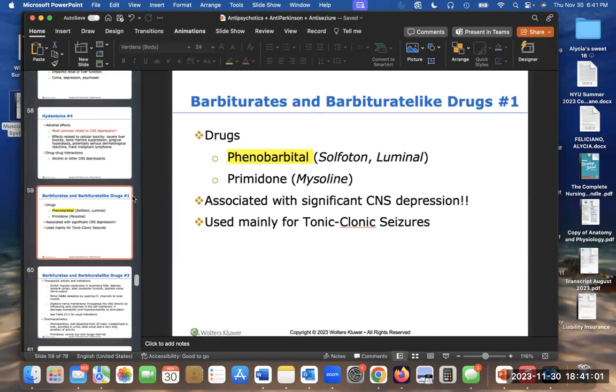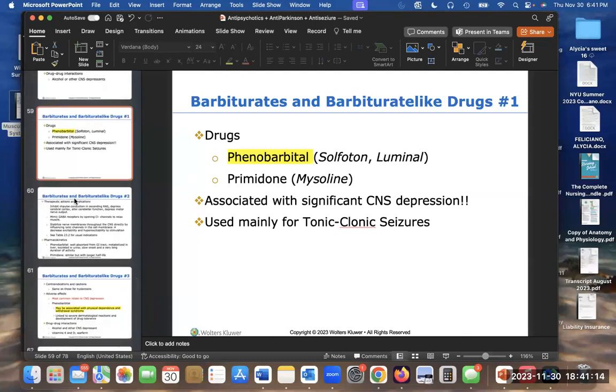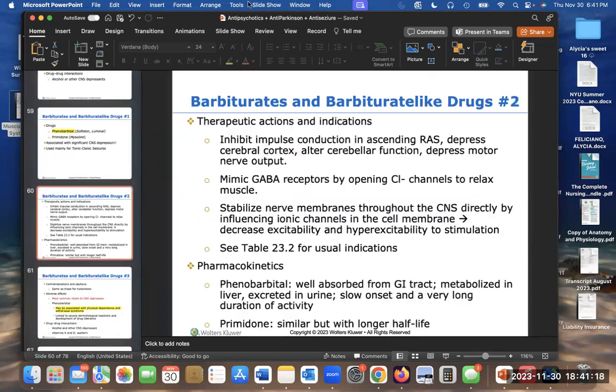Barbiturates all end in barbital. Phenobarbital, another one that I said is a drug of choice for tonic-clonic seizures unless the patient has a history of addiction and significant CNS depression and dependence, okay? So we have to be so careful with these and warn them, do not take more than your prescribed dose. They can be very addictive, okay?